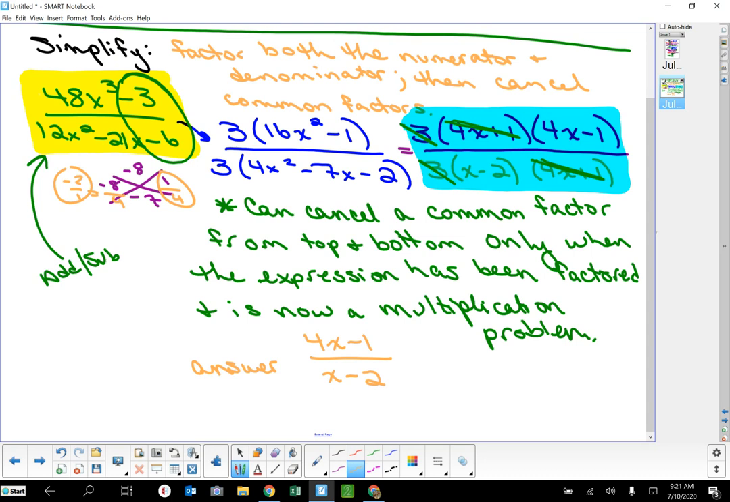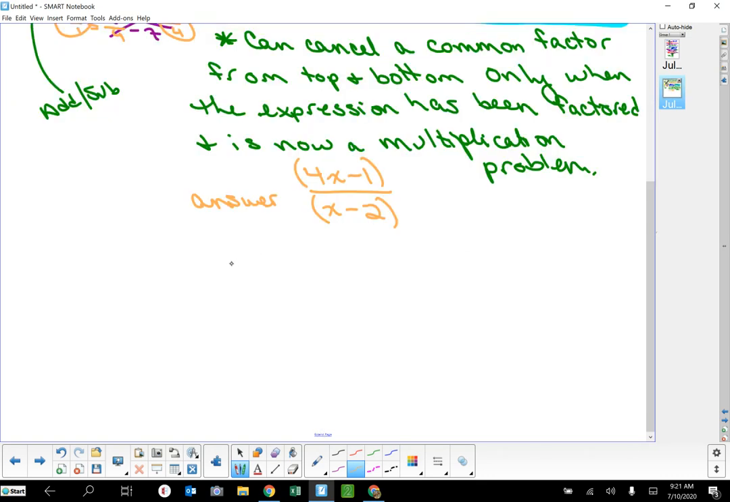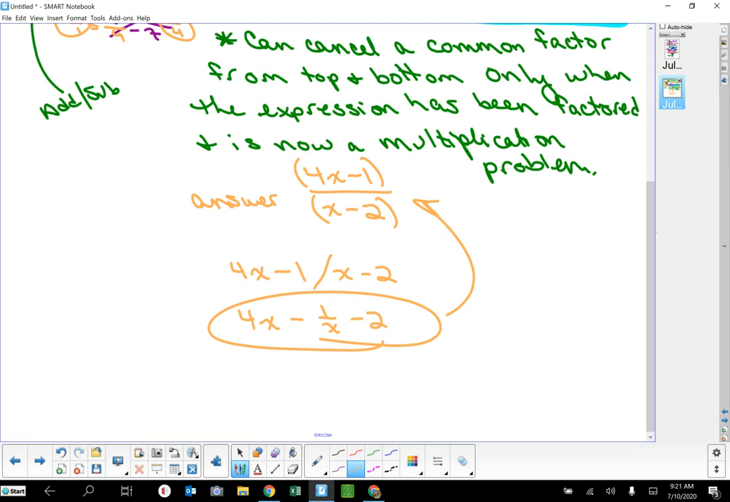Now when you type this into Varsity, make sure that you put parentheses around any binomials, okay? Because if you don't, you're going to end up with something that looks wonky like this. 4x minus 1 divided by x minus 2 is going to look like this. 4x minus 1 over x minus 2. And this does not look like this. So you need to make sure you put parentheses around all polynomials. If it's not one term, when in doubt, put parentheses around it. Okay? So this is the goal.